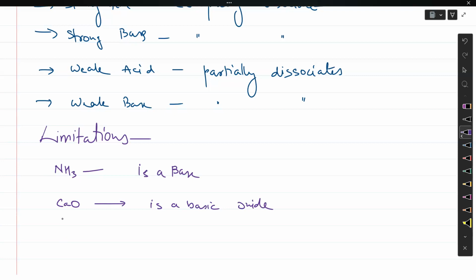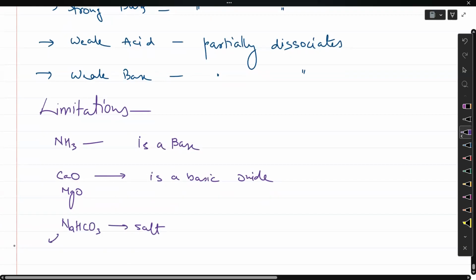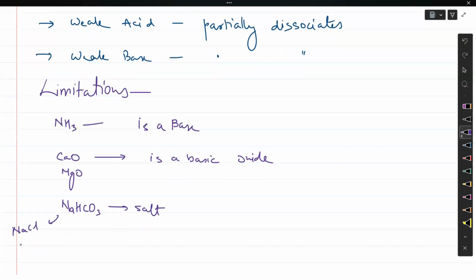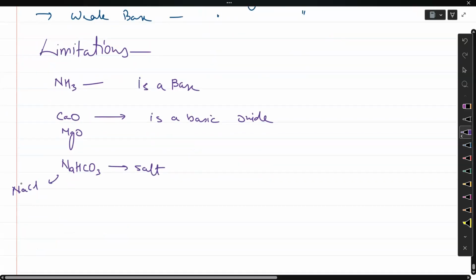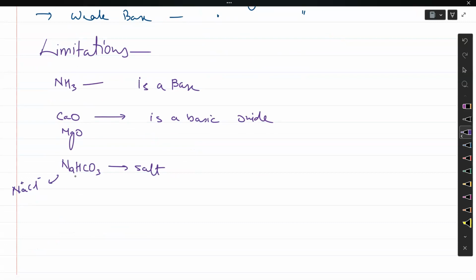CaO, MgO, okay? So these kinds of examples. For example, we have NaHCO3. So this is what? This is a salt. How is this a salt? For example, NaCl. NaCl is the most popular salt, you may know. Yes or no? So this is also a salt, which is Na plus HCO3 minus. A cation and an anion give a salt, right?